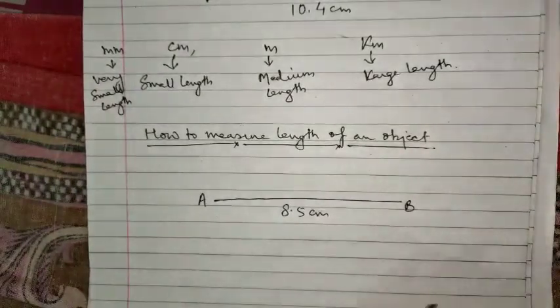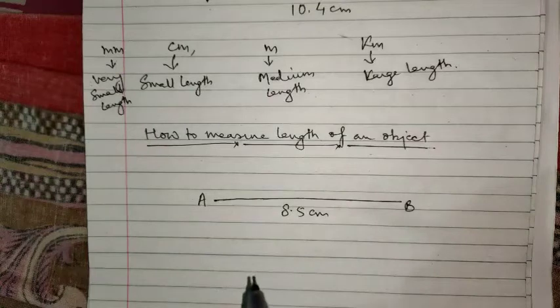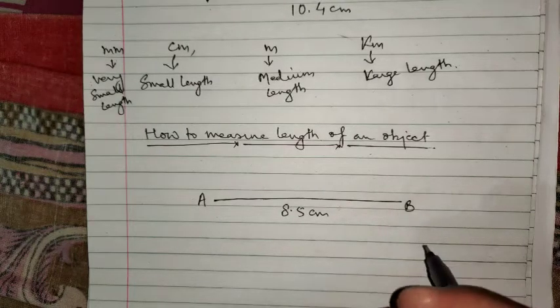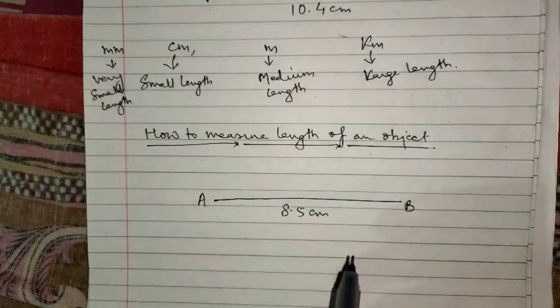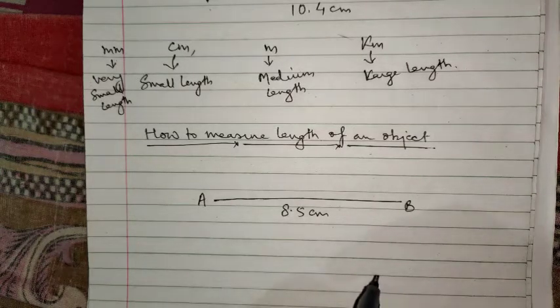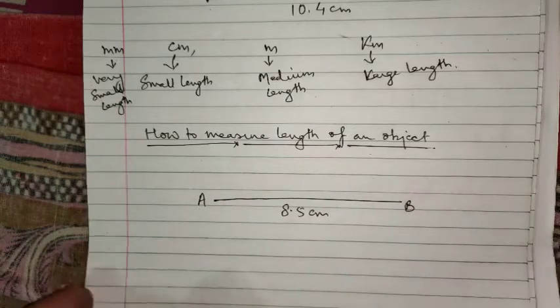Like this we can measure the length of any object. If we want to measure the length of the cloth, you might have seen while purchasing the cloth for stitching purpose, the shopkeeper is measuring the length of the cloth by a meter scale. That is the way of measuring the length of any object.